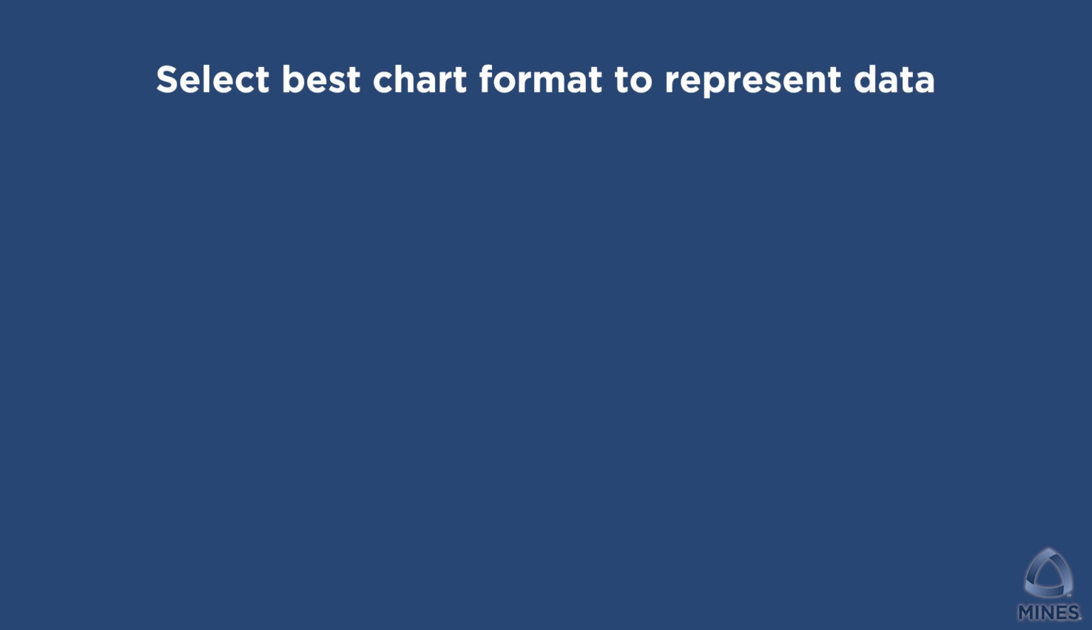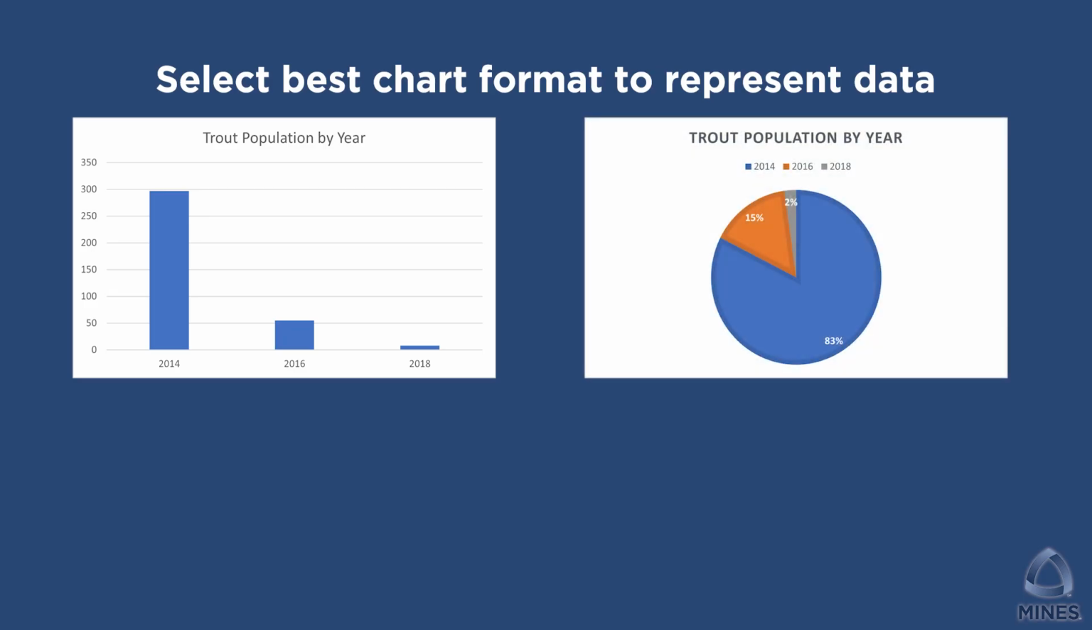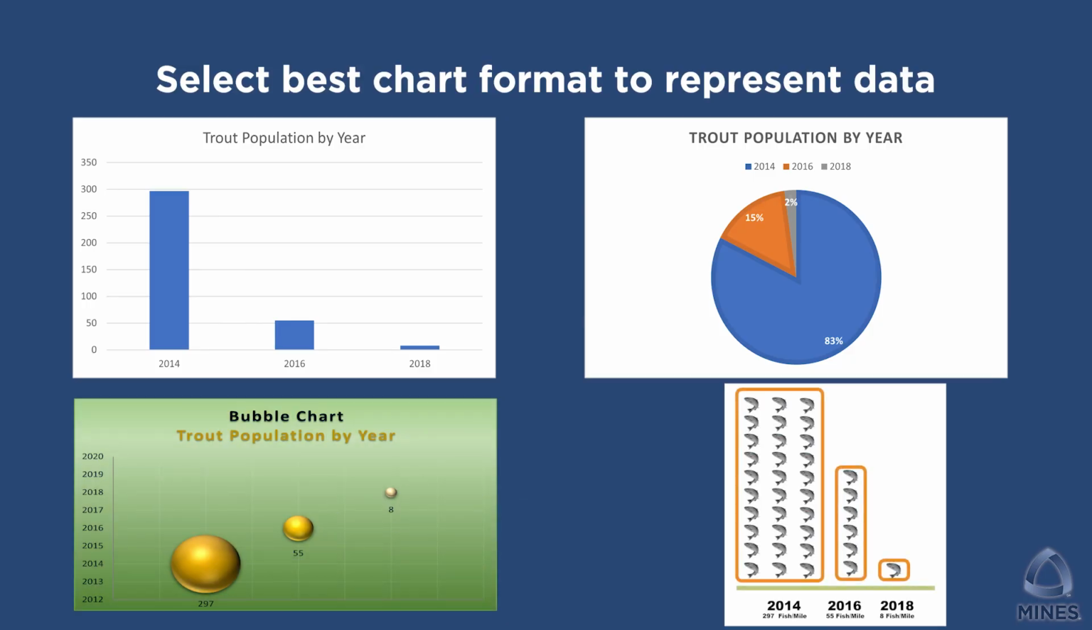Select the best chart format to represent data. Once you have selected a data source, you should think about how you want to represent that data graphically. The data in our trout population table is well suited to a bar type graph, but infographics can also make use of pie charts, which work well for percentages, or we can visually emphasize specific values with varying bubble sizes to illustrate relative size. For our exercise, we will use a bar type chart that uses stacked trout icons to represent the population for each of the 3 annual surveys on which we want to report.